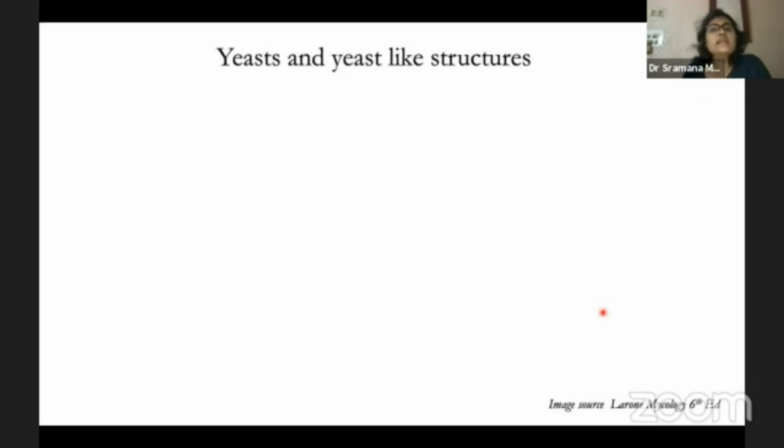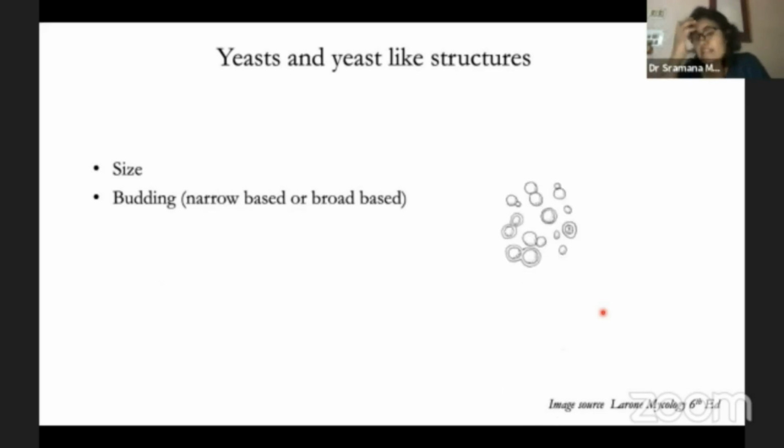So, yeast and yeast-like structures: size is important, and budding. That helps you to identify them. These pictures were also shown by Dr. Aarti, and their source is Larone's Mycology. It's a very useful book, and I would suggest all of the participants here go through that book.